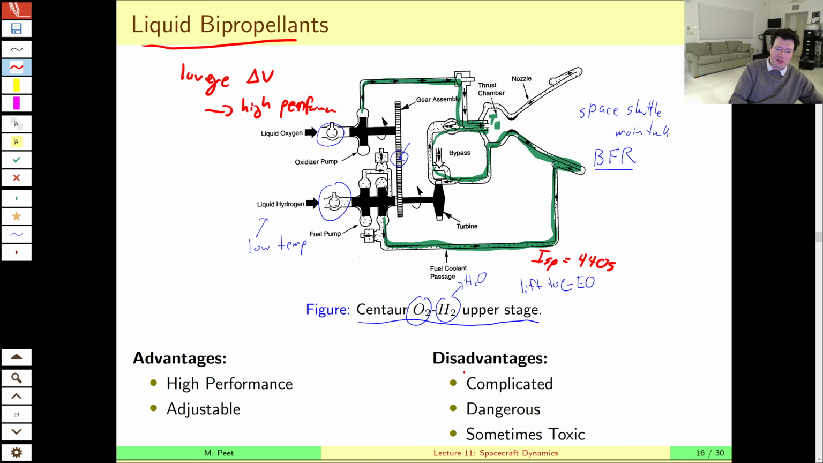The disadvantages, of course, is this: when you see rockets explode, it's almost always because of the liquid propellant case. Complicated, dangerous. Now, obviously, producing water is not toxic, but there are other liquid bipropellants which are toxic, so sometimes toxic. Advantages, of course, you can turn it off, right? Just rotate your gears, close the nozzle, turn it off, and high performance. But again, if there's a leak, or these gears don't work precisely as designed, you have an explosion and you lose the rocket.